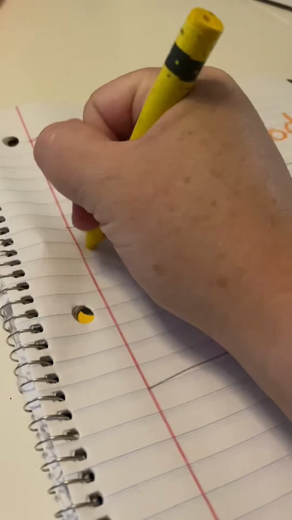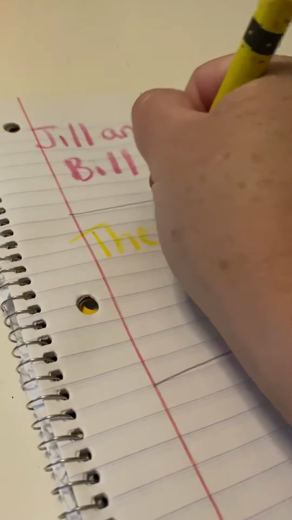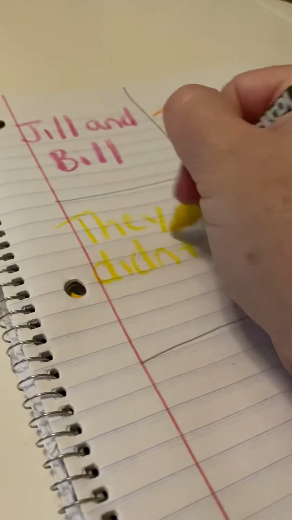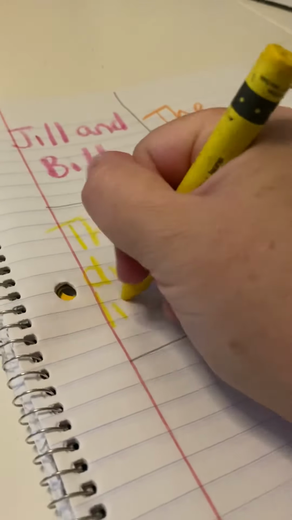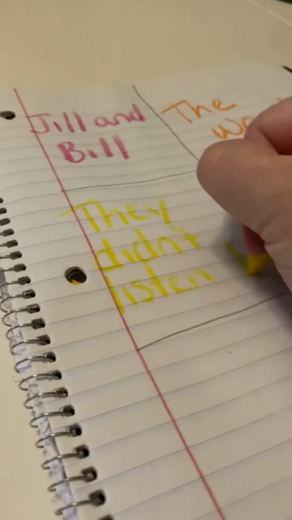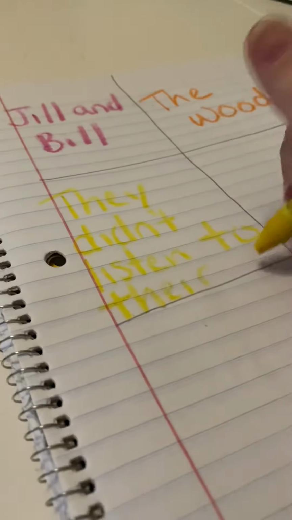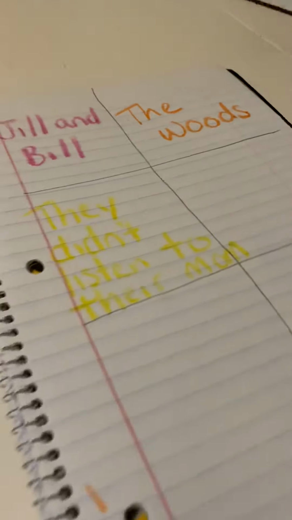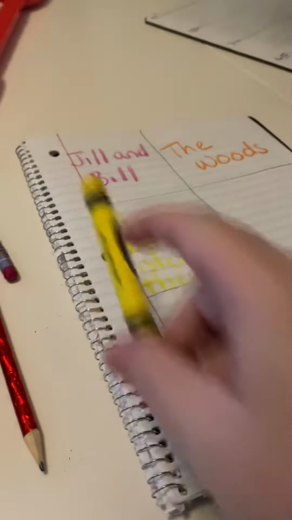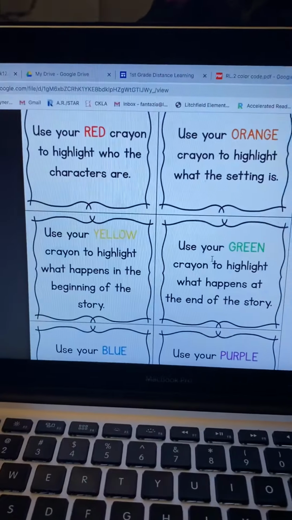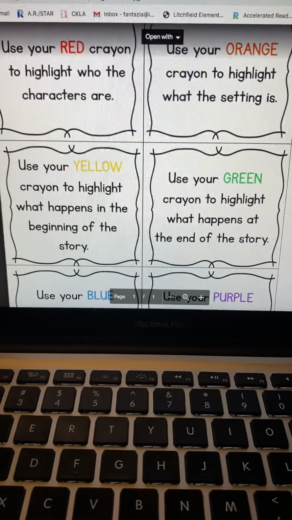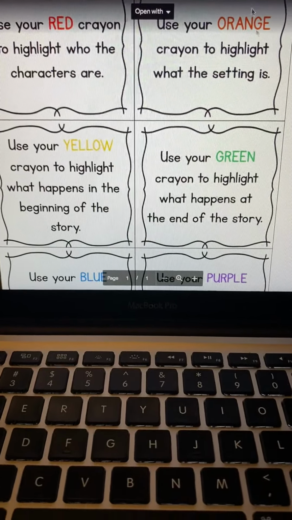So they didn't listen to their mom. Oh, going over a little, that's okay. They didn't listen to their mom, and they wore their hats. So it kind of introduces our problem as well.